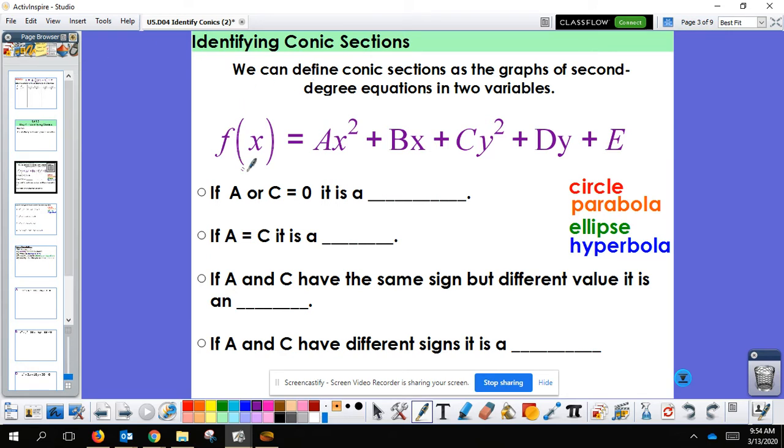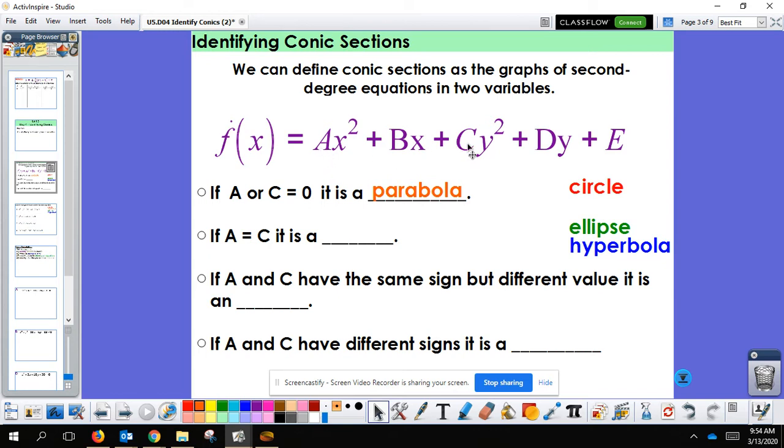Looking at this, we want to make sure that all of the terms are on one side of the equation. So typically we have a 0 over on this side of the equation. If the a value or the c value equals 0, then this is going to be a parabola. That's because there's only one squared term.